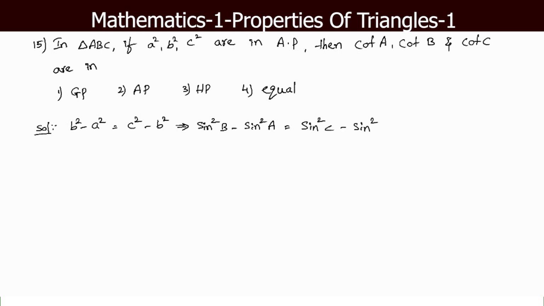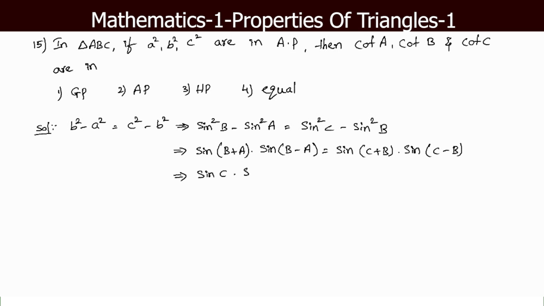Which implies that sin(b plus a) into sin(b minus a) is equal to sin(c plus b) into sin(c minus b). That is a standard formula. You know that in elementary trigonometry, we proved that sin(a plus b) into sin(a minus b) is always sin square a minus sin square b. But sin(b plus a) is equal to sin c. Why? Because b plus a is equal to 180 minus c.